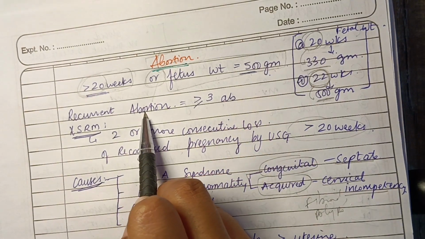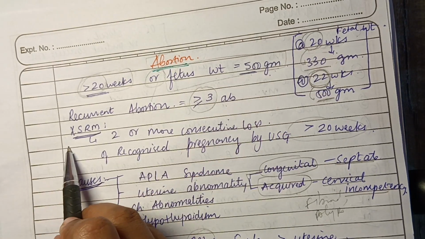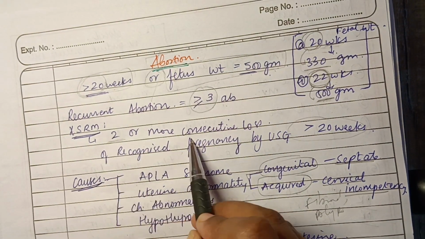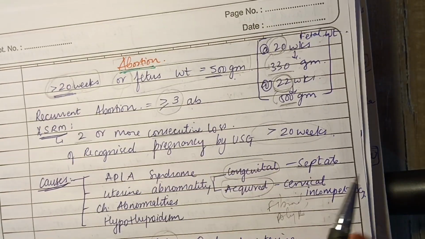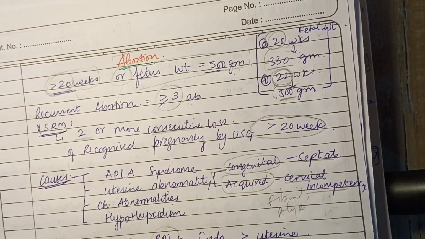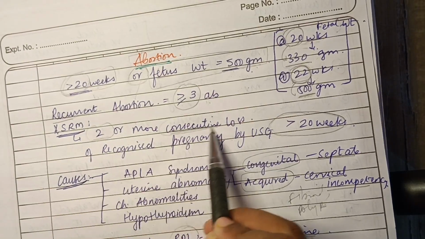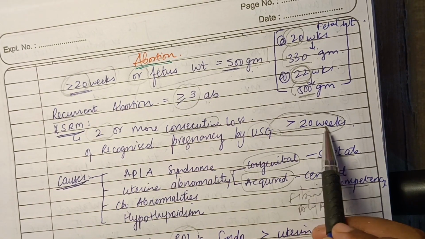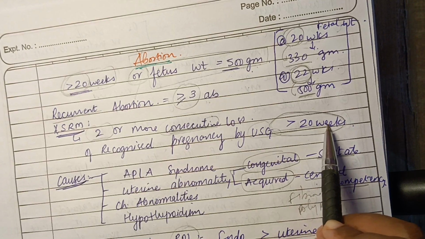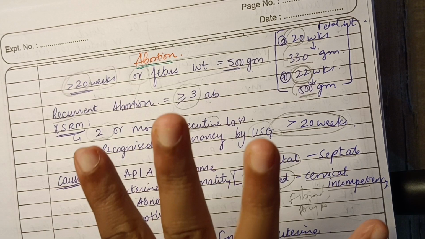Recurrent abortion. Recurrent abortion is more than 3 abortions. According to ASRM, when there are two or more consecutive losses of recognized pregnancy by USG at more than 22 weeks, we call it recurrent abortion. More than two consecutive losses of recognized pregnancy by USG at more than 20 weeks, we consider it as recurrent abortion. Causes. Four causes.